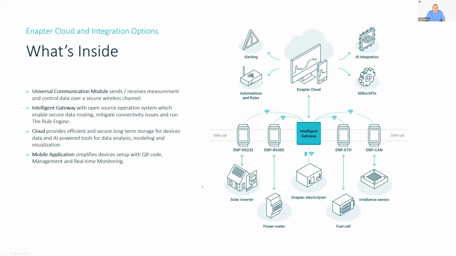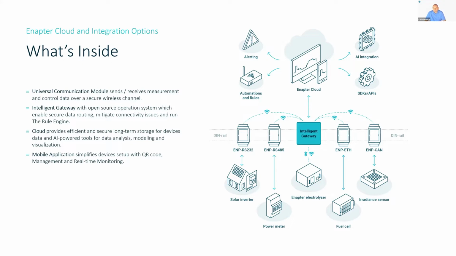So how does the whole solution integration look from the Enapter point of view? There is a central point, the intelligent gateway, which is a very easy to manage NUC, basically, that can talk to all the local devices, so-called UCMs. And you see there's an RS-232, RS-485, an Ethernet-based one, and a CAN bus one. And with that, you can talk to all sorts of third-party devices that you want to connect into your ecosystem of your Enapter system.